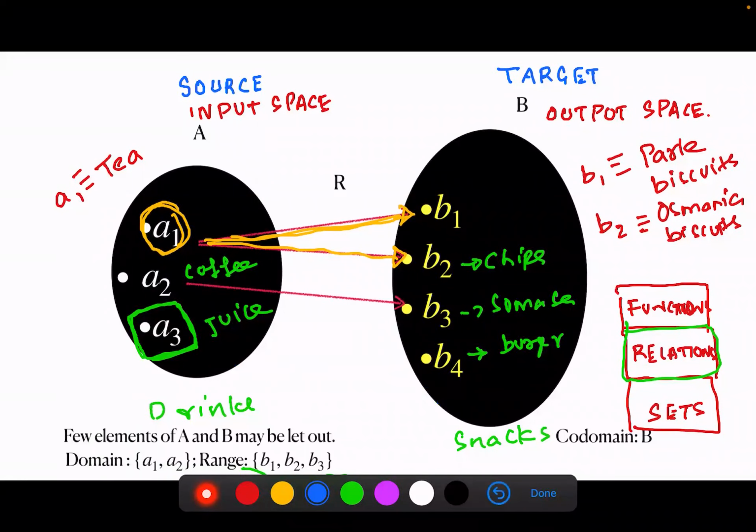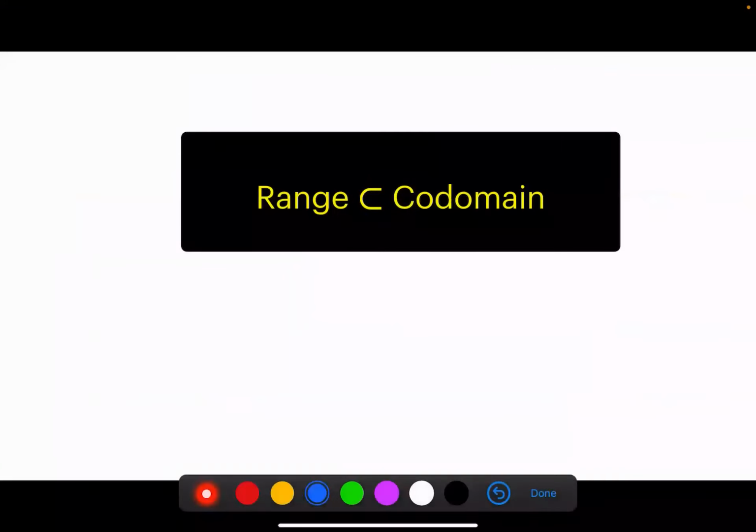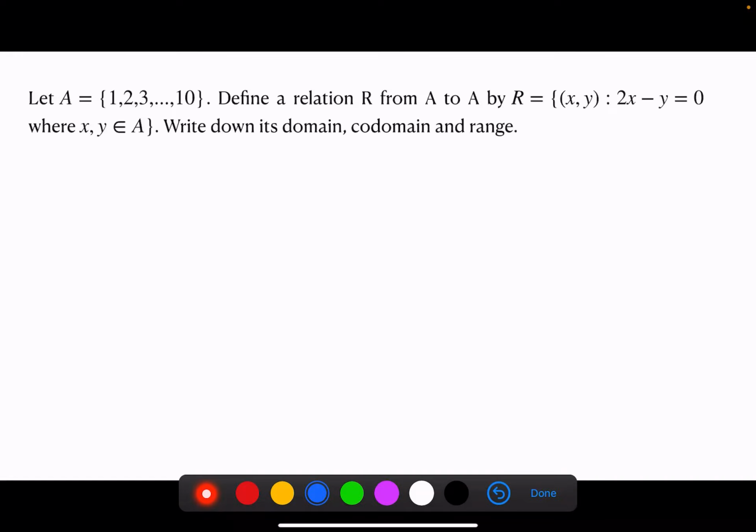So let's look at the examples that we saw earlier. And that is why I wrote this statement: your range is actually a subset of the codomain. The elements in the range and codomain are in your target set only, set B. So remember this example that we saw.